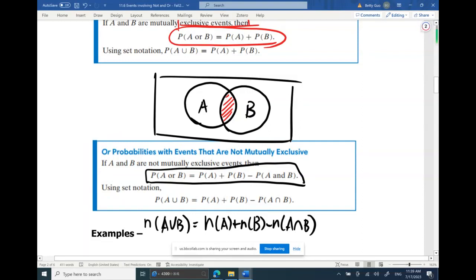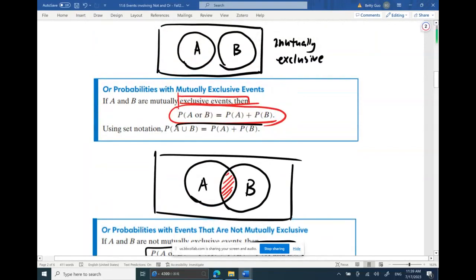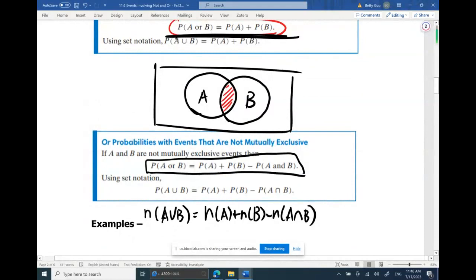So the process of finding probability of A or B is this. Firstly, you need to determine are A and B mutually exclusive or not. You need to understand what is mutually exclusive, right? Disjoint, no common member, not possible to occur at the same time or simultaneously. If A and B are mutually exclusive, use this formula to find the P of A or B. If they are not mutually exclusive, then it's more complicated. You have to use this formula to find the probability.